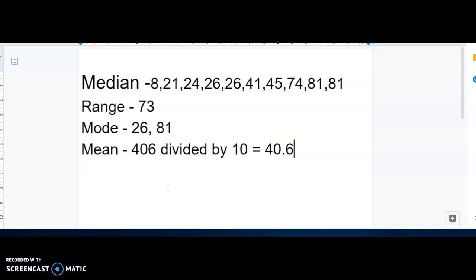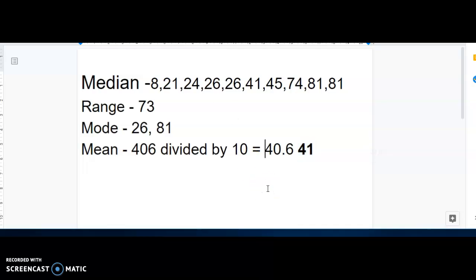Now, what I asked you to do was to think about rounding that up or down to an actual score, because I can't score 40.6. So I'm looking at my tenths and I'm rounding that up because it's bigger than 0.4, isn't it? So my mean would be 41.